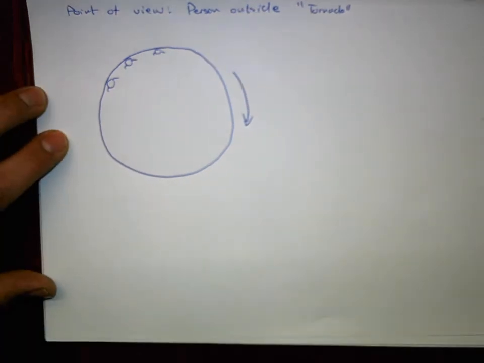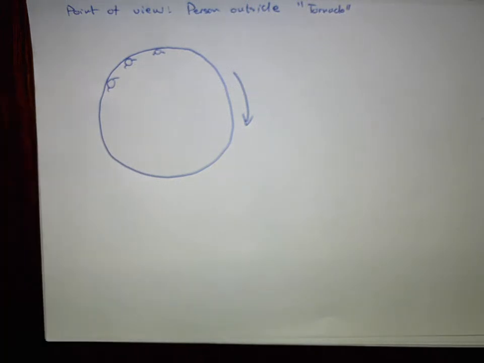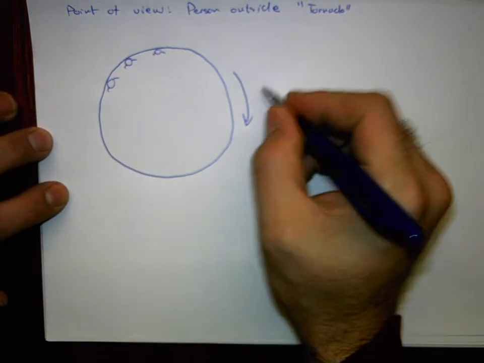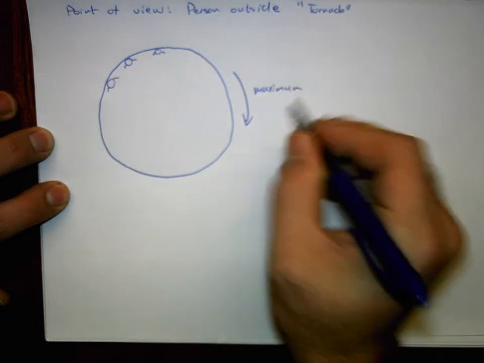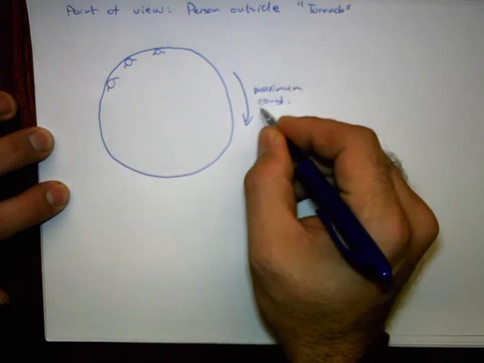Now let's assume this has reached some maximum speed, and this thing is turning at some maximum constant speed.